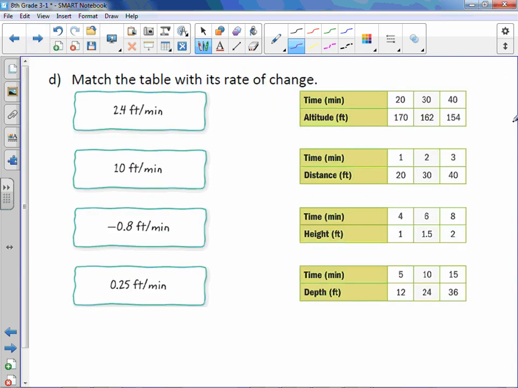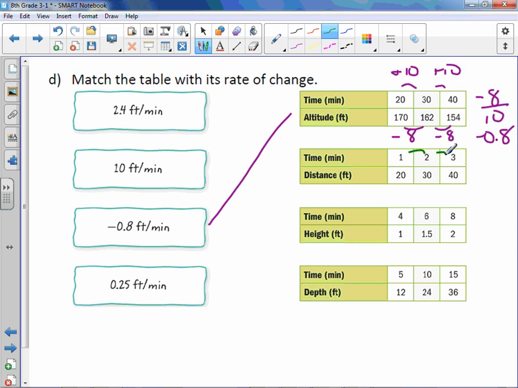Match the table with its rate of change. So here we're just finding the rates of change and then matching them up. 20 to 30 and 30 to 40 is plus 10. 170 to 162 is minus 8. 162 to 154 is also minus 8, which would put this at negative 8/10, which would be negative 0.8, which means this matches here.